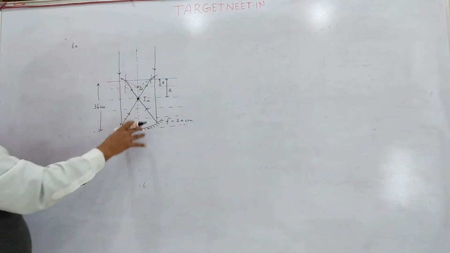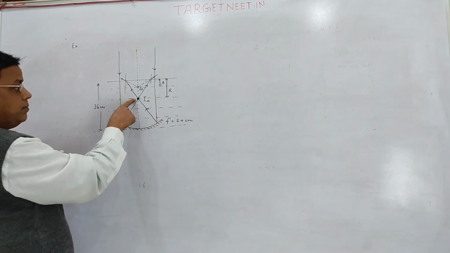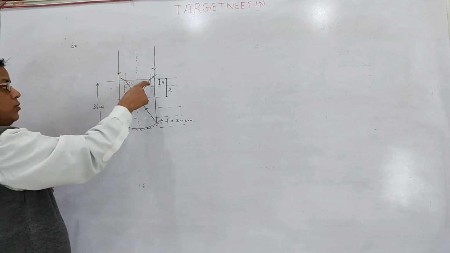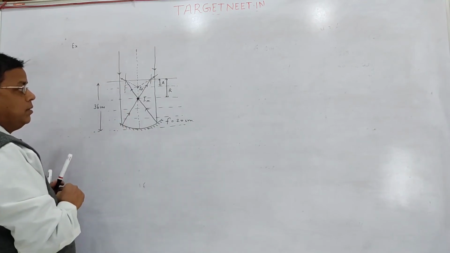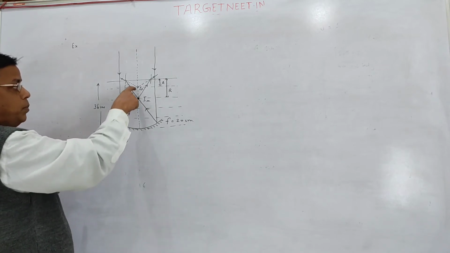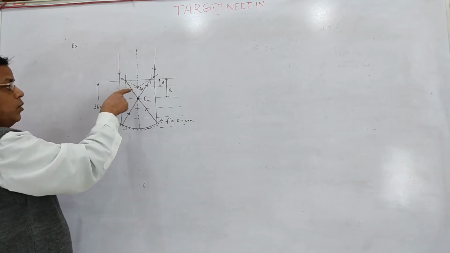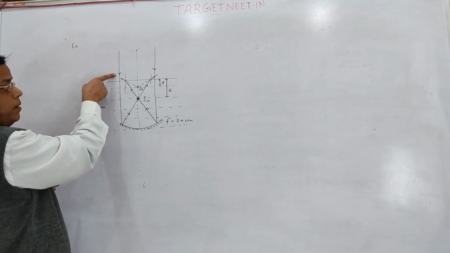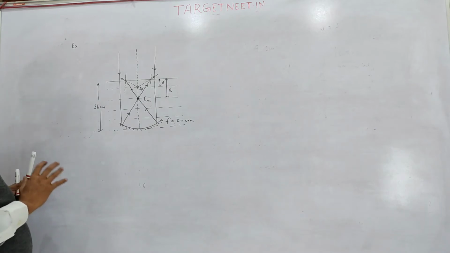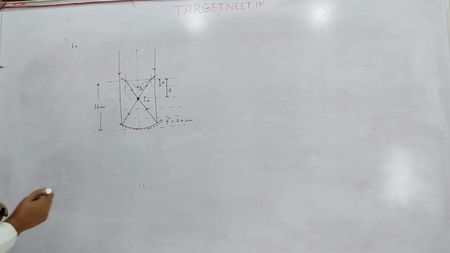So if parallel rays fall on the mirror, they will converge at the focus, and after converging the rays will again come out of water, so there will be refraction. So the rays which are actually going from here appear to be coming from here to an observer who is looking at this ray from here. So this is the position of the final image. So we have to find what the distance of the final image from the water surface is.